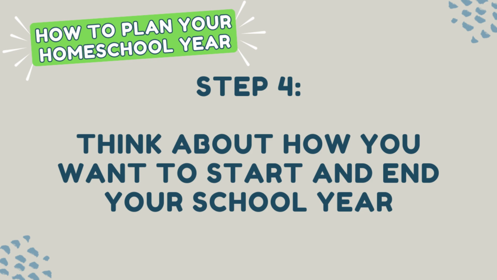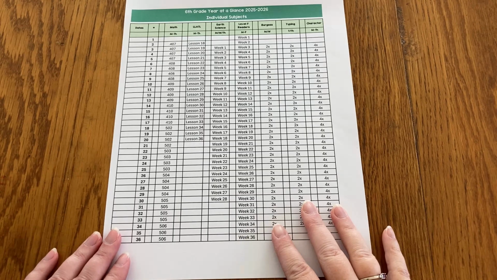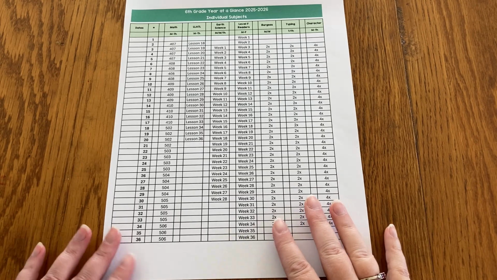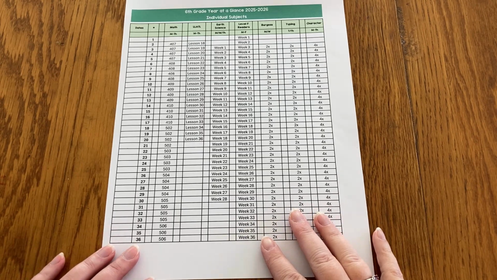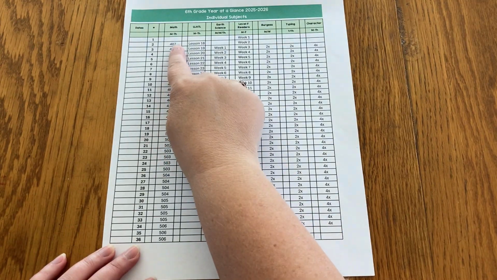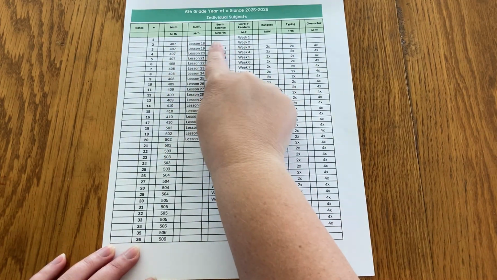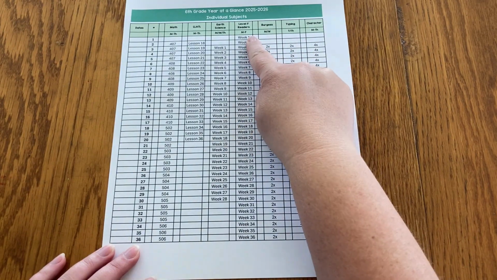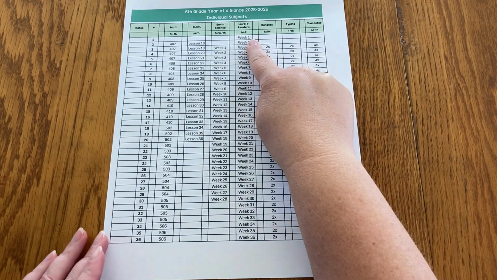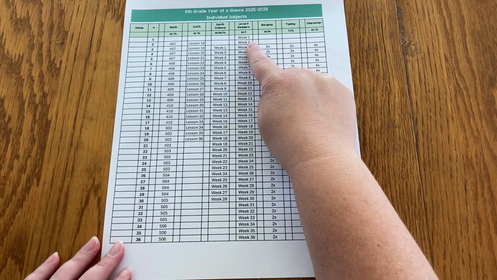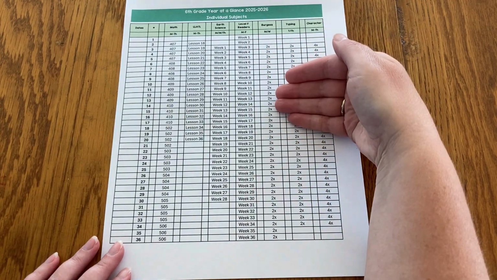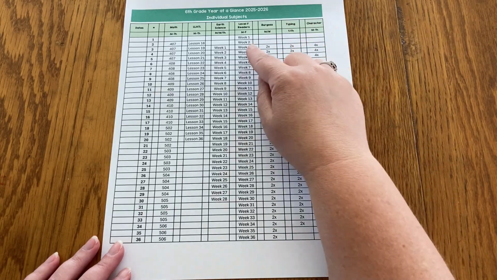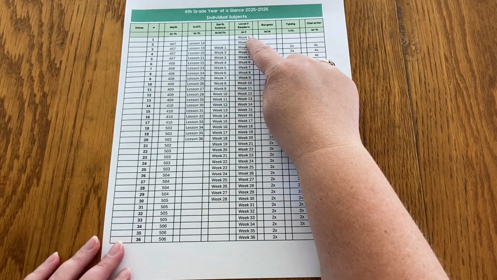Step number 4 is think about how you want to start and end your school year. I really like to do a slow start and kind of a slow end to the end of our school year as well. So that is why you will see here that I don't really have a lot scheduled for week 1. Like I said earlier, when it comes to looking at curriculum and how many weeks is needed for that curriculum, that is the one that I always start first.